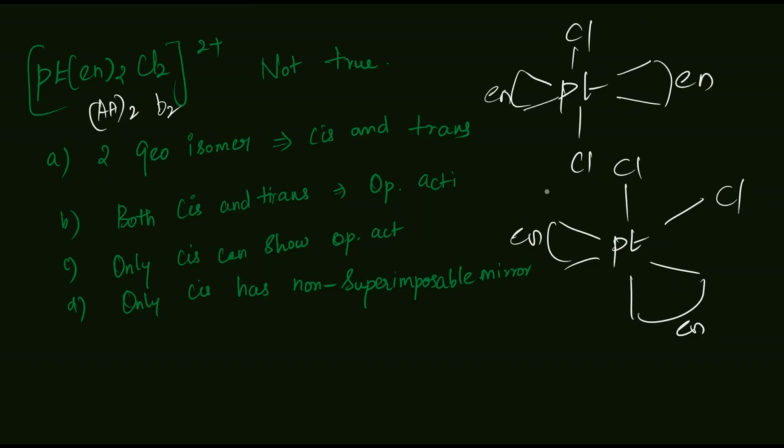So what do these options say? Two geometrical isomers, cis and trans, that is true. And both cis and trans can show optical activity? No. This is an incorrect statement. Only cis can show optical activity. Only cis has non-superimposable mirror images. So all these are right except B.